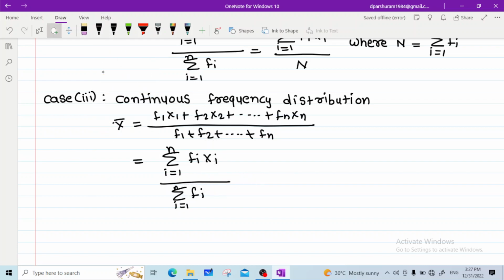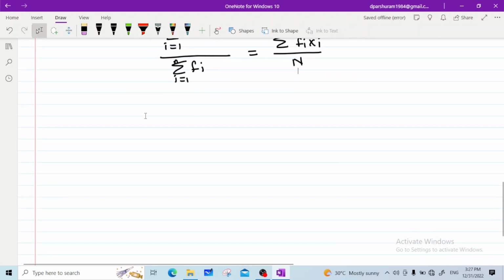This sum is denoted by capital N. Summation fi xi divided by capital N. Now, for arithmetic mean, there are some properties. Property number 1, that is, sum of observations is equal to the product of arithmetic mean and number of observations.